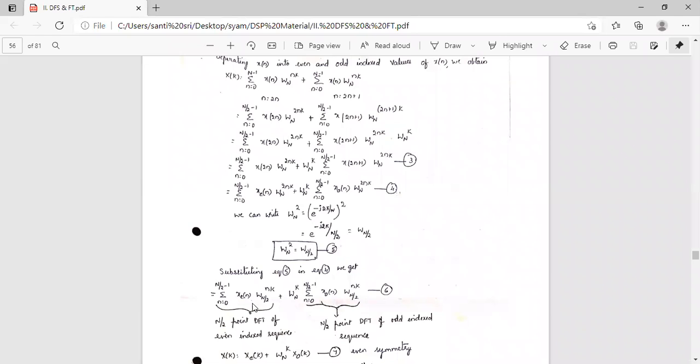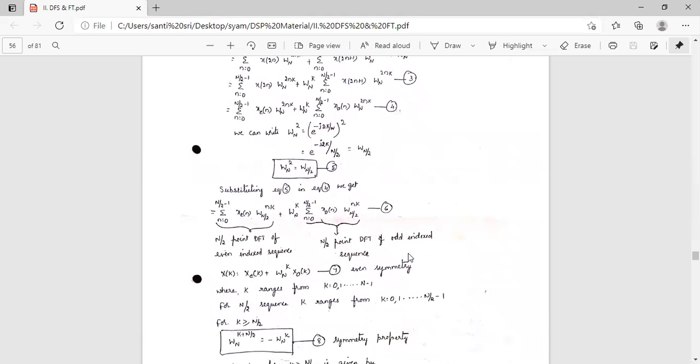So this is called the N by 2 point DFT of the even indexed sequence, and this is the N by 2 point DFT of the odd indexed sequence, right? Like this, we will write the DFT as the even indexed sequence and odd indexed sequence, but N by 2 point. Okay, so overall, we can write X of k equal to Xe of k plus W_N power k into Xo of k, right?